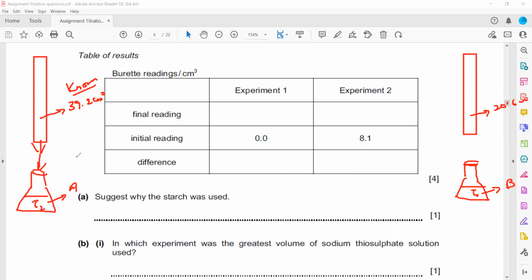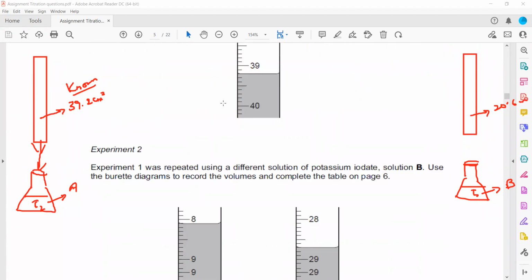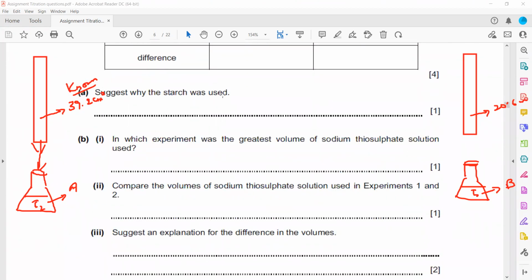For example, in the beginning of the experiment, the conical flask was filled with 20 cm³. So we took 20 cm³ of solution A and we took 20 cm³ of solution B. But the amount of thiosulfate needed for the first experiment was 39.2, and for the second experiment we only needed 20.6. So in experiment 1, solution A is more concentrated because it needs more thiosulfate for a complete reaction, whereas solution B is less concentrated because a smaller quantity of thiosulfate reacts completely.